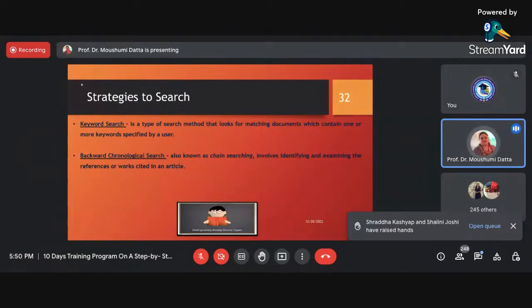So, as I said, you cannot look into alcoholism. You will have to find out causes of alcoholism, impact of alcoholism. So you have to narrow down the topic. Sometimes we do backward chronological search. What is backward chronological search? Suppose you're reading an article. At the end of the article, there are references. You can search for those reference books. This is known as backward chronological search. It is also called chain searching. That means you are reading a book, and the author of this book has given references. You read those books also. It is known as backward chronological search.